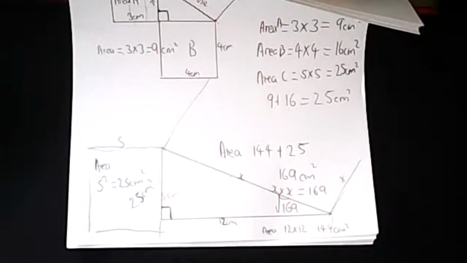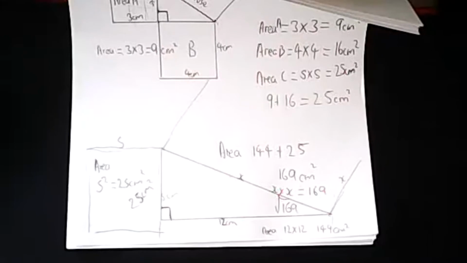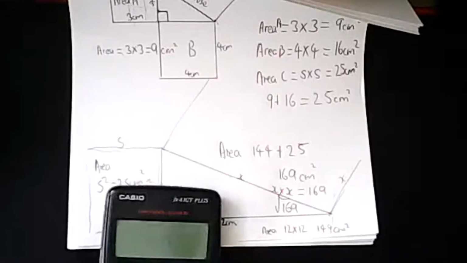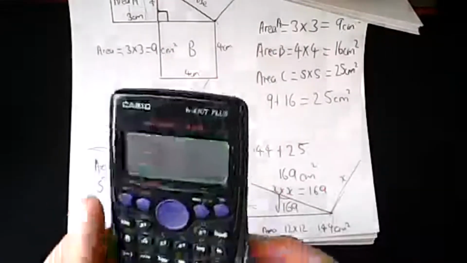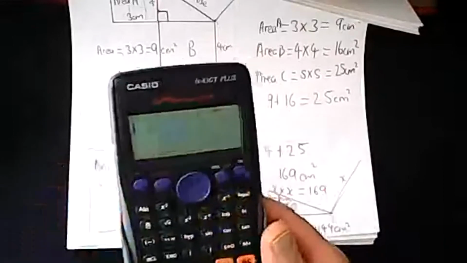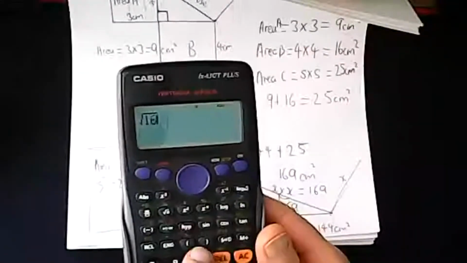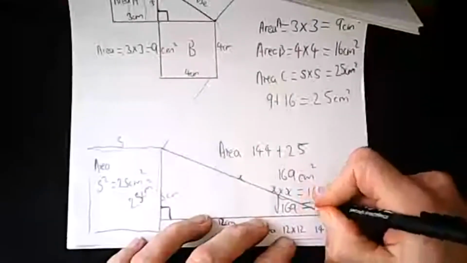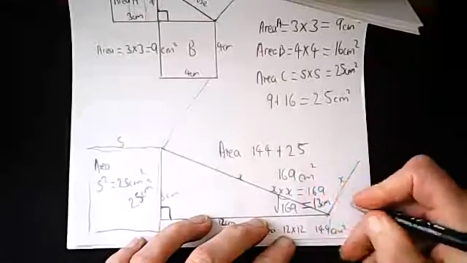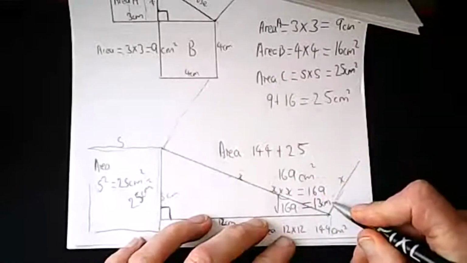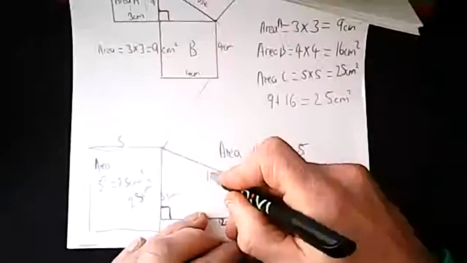So how do I work that out? Calculator job. But actually we could do it without a calculator, but I'll use a calculator. There's a square root button there. Square root of 169 equals 13 centimetres. Boom, 13 centimetres. Not squared, 13, because that is the size.